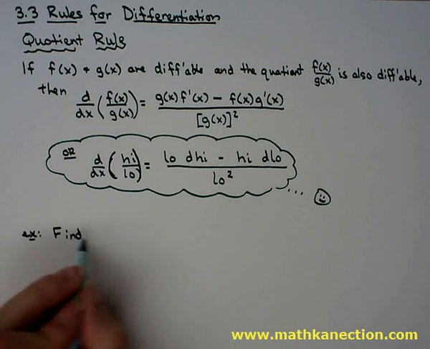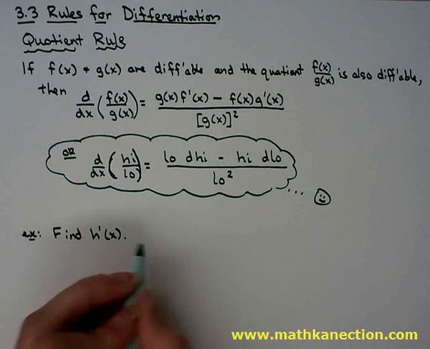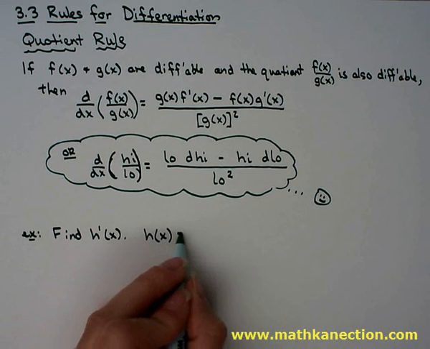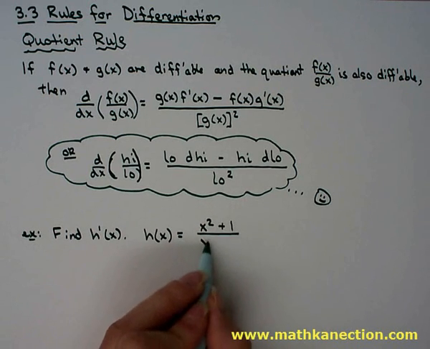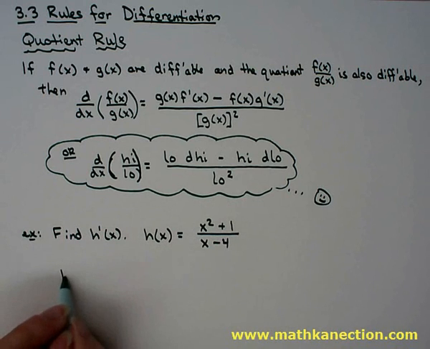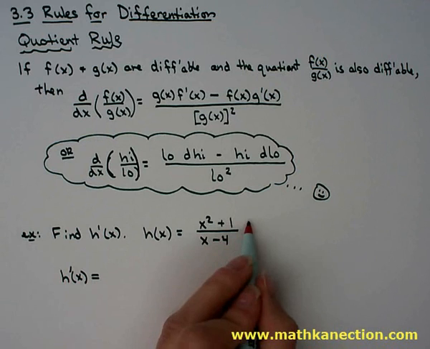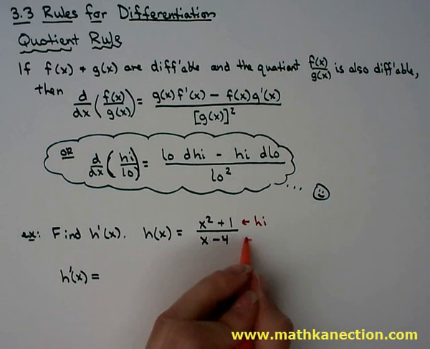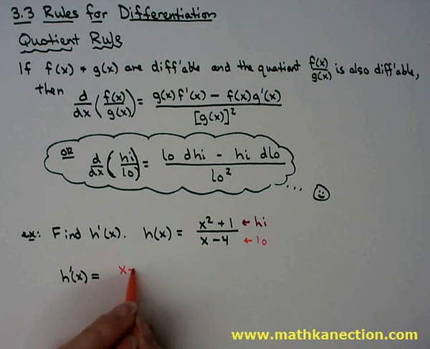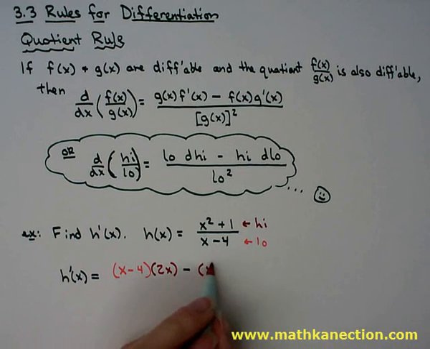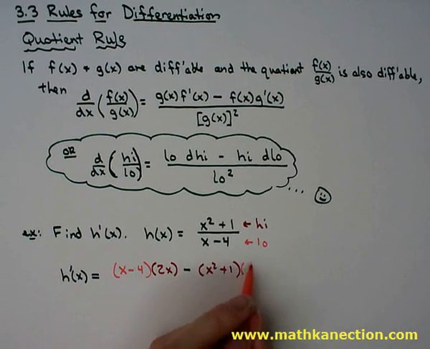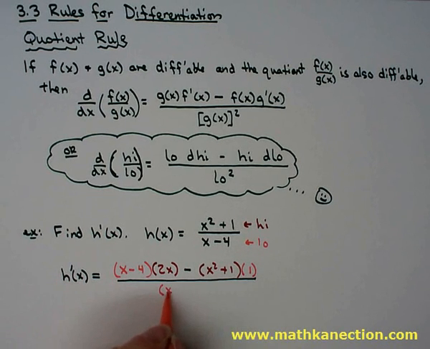In our first example, we're going to find the derivative h prime of x, where h of x is defined to be the function x squared plus 1 divided by x minus 4. So x squared plus 1 is the high function and x minus 4 is the low function. So take low, x minus 4, d high, which is 2x, minus high, which is x squared plus 1, d low, which is 1, all over the low function squared.